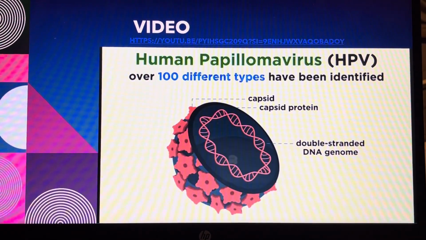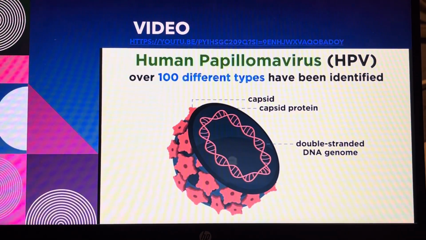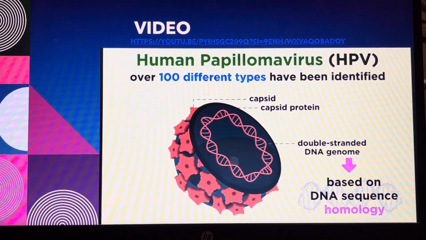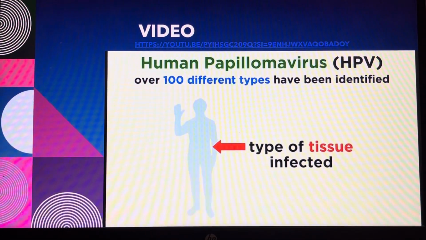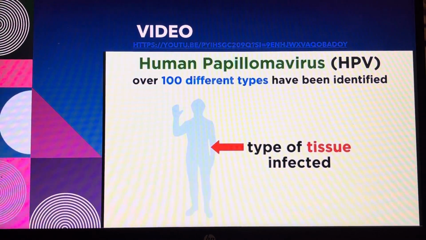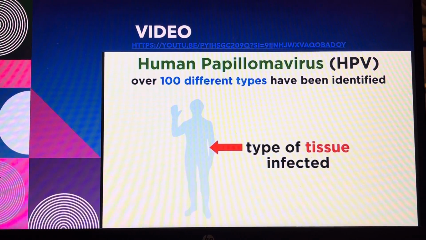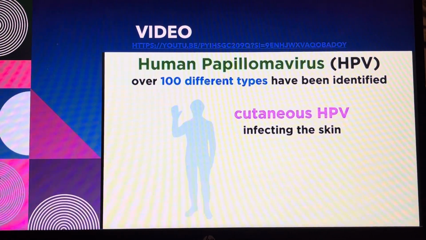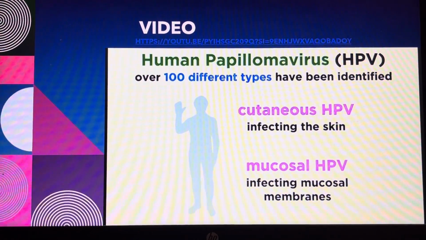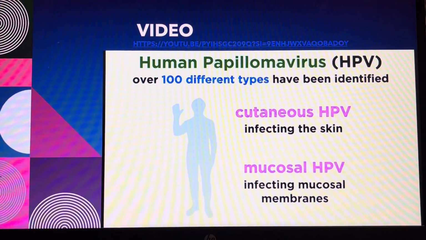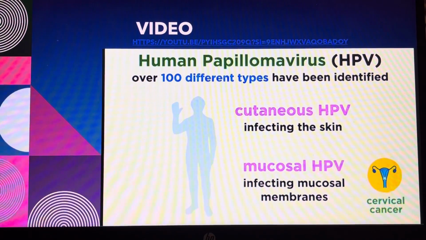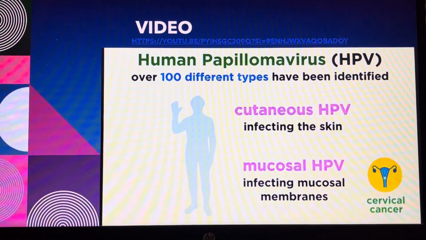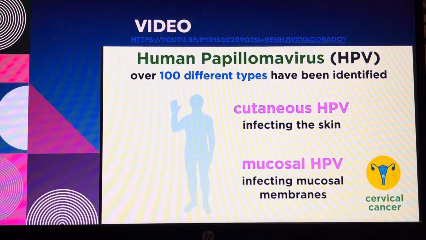Over 100 types of human papillomaviruses have been identified, which are classified based on their DNA sequence homology. HPV can be further subcategorized depending on the type of tissue they infect, as either cutaneous HPV, which means infecting the skin, or mucosal HPV, which means infecting mucosal membranes. Within the mucosal HPV category, there is a group of viruses associated with cervical cancer, but more on that in a moment.